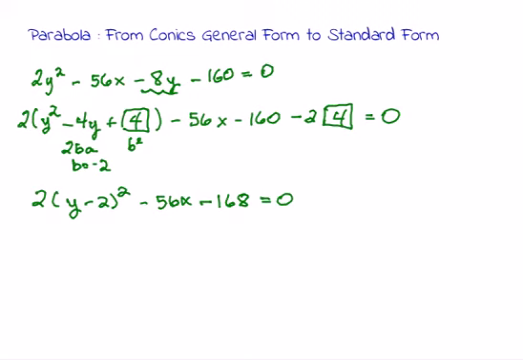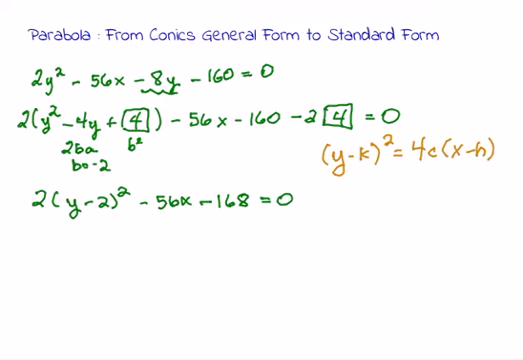Now I should have reminded us at the beginning, but let me just stop and do so now. The standard form for the parabola that we're looking for is y minus k squared equal to 4c times x minus h. It's just a good idea to have in mind what it is that we're working toward so that we know when we get there.